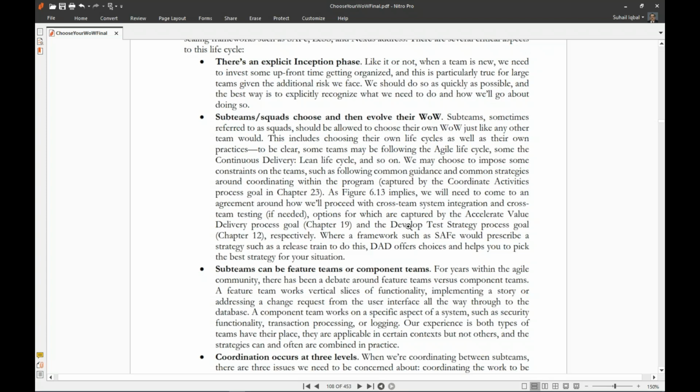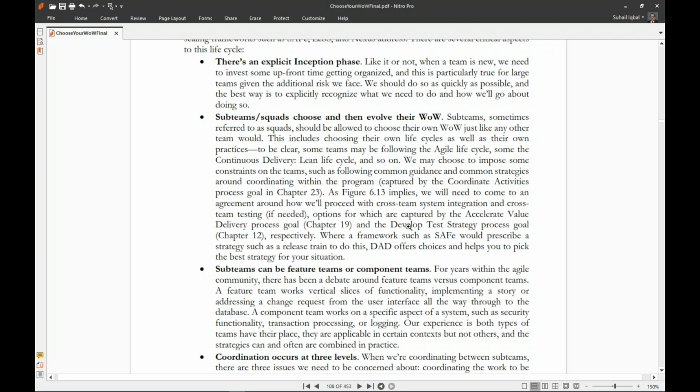Subteams, squads choose and then evolve their WoW. Subteams, sometimes referred to as squads, should be allowed to choose their own WoW, just like any other team would. This includes choosing their own life cycle as well as their own practices. To be clear, some teams may be following the Agile life cycle, some the continuous delivery lean life cycle, and so on. We may choose to impose some constraints on the teams, such as following common guidance and common strategies around coordinating within the program, captured by the Coordinate Activities process goal in chapter 23.